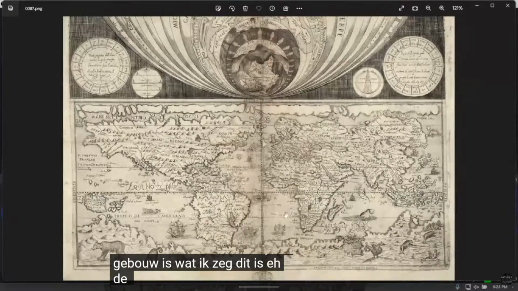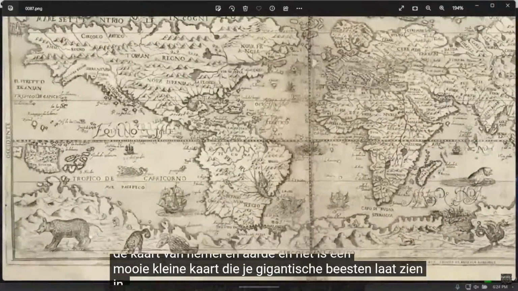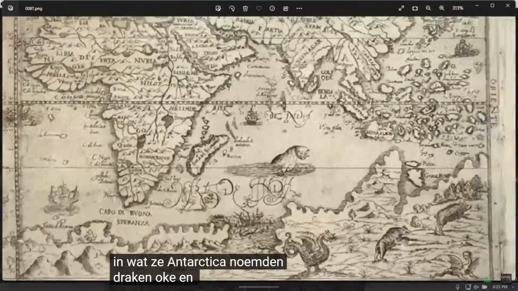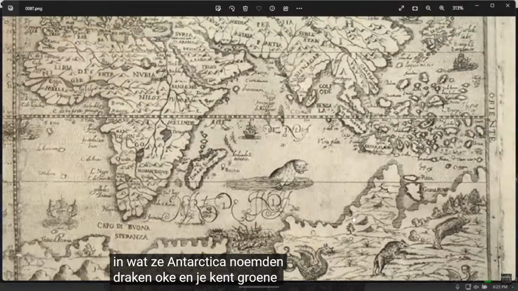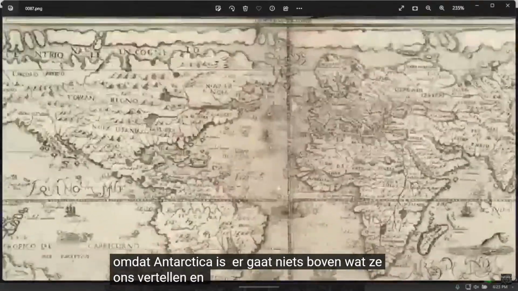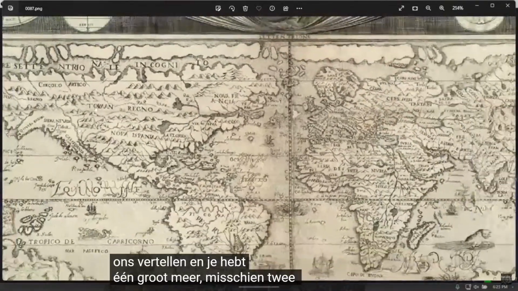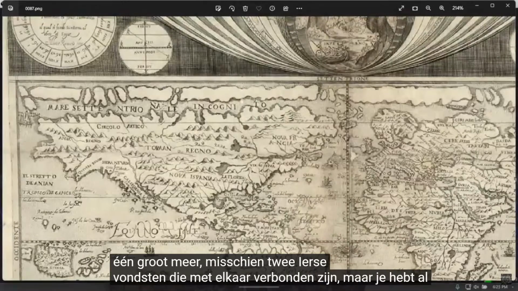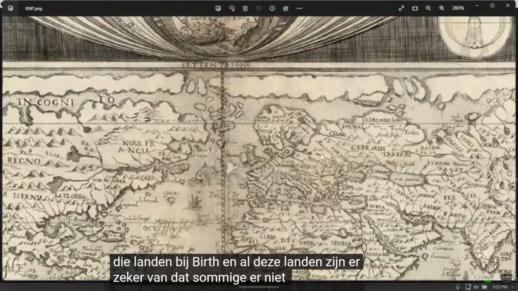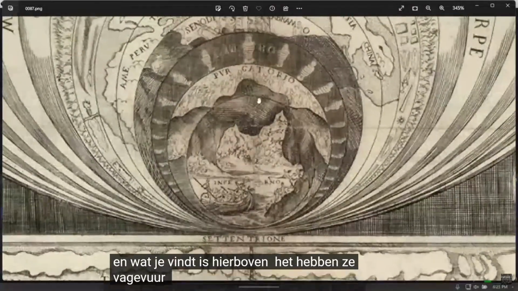This is the map of heaven and earth, and it's a beautiful little map. It shows you giant beasts in what they called Antarctica, dragons, okay, and green trees, because Antarctica is nothing like what they tell us. And you've got one Great Lake, maybe two. Island California is connected, but you've got all of that land above, and some of these are no longer there. And above it, they have purgatory.